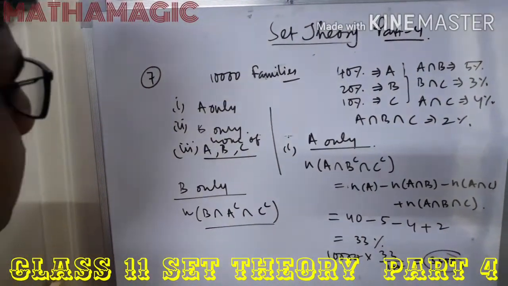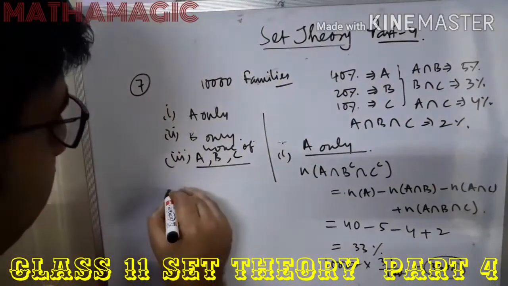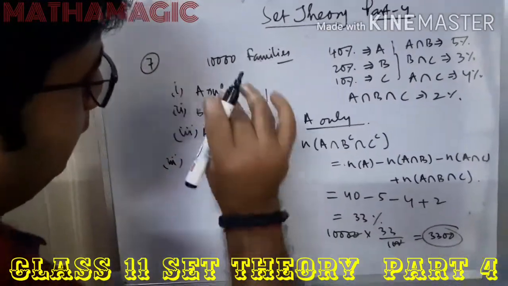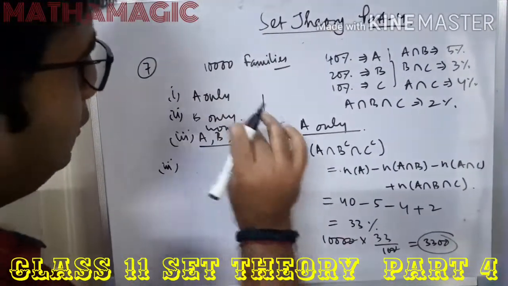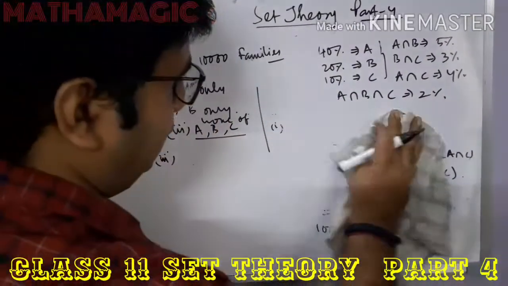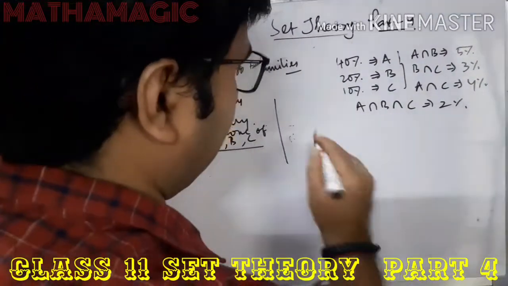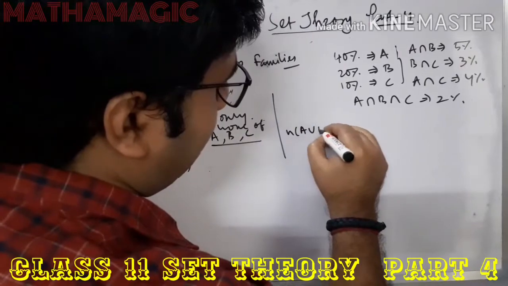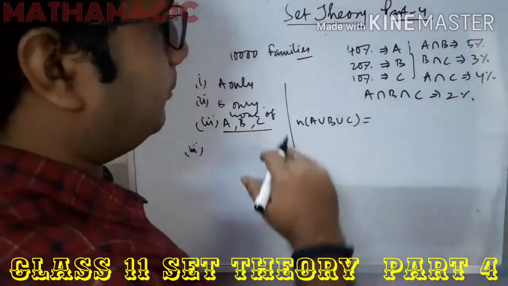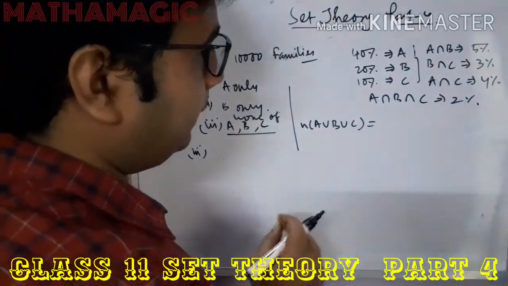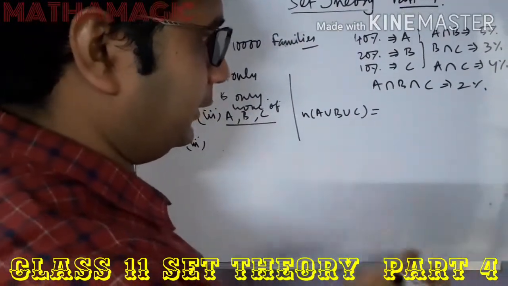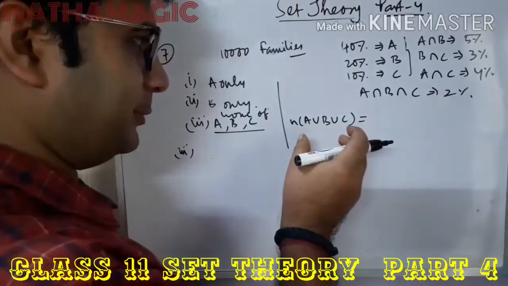Now we will move to the third part. Third part, it is being stated that we need to find the people who do not read any of the three newspapers. So we have a formula called n of A union B union C. We have done this calculation in the previous problem for the tea and coffee problem, the people who do not drink any of the two products, tea or coffee. The same concept is getting used here.